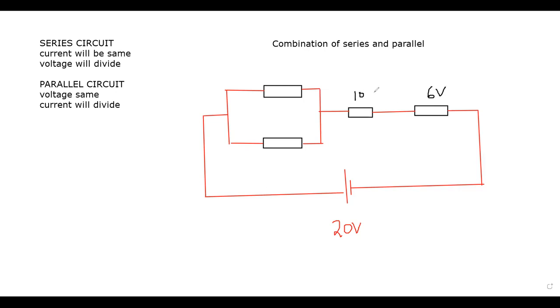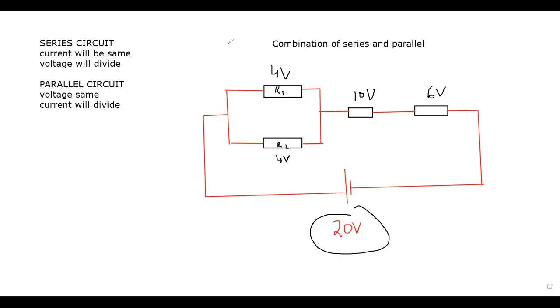10 volts was here. So out of 20, if 6 volts drop across one resistor and 10 volts drop across another resistance, how much are we left with? We are left with only 4 volts. So what happened to that 4 volts? That 4 volts will drop across the parallel combination, but because they are in parallel, if R1 has 4 volts, R2 will also have 4 volts.